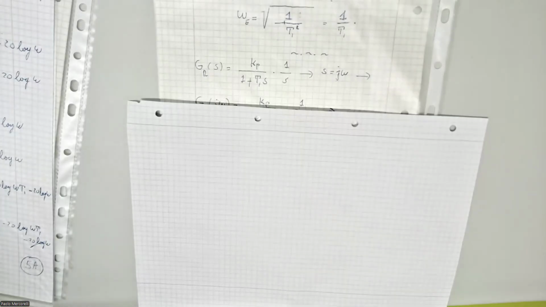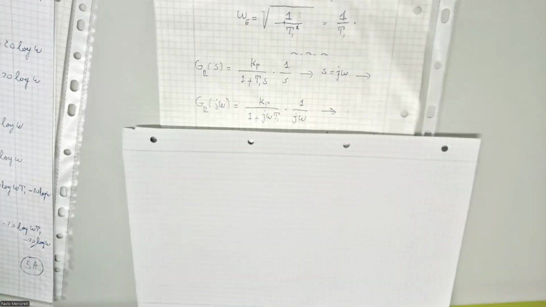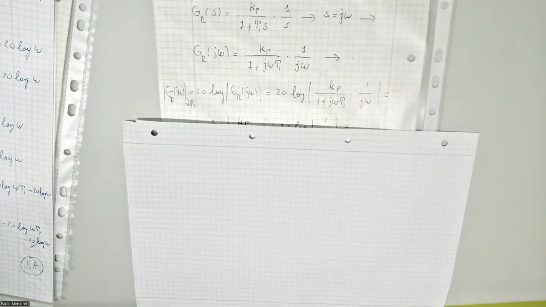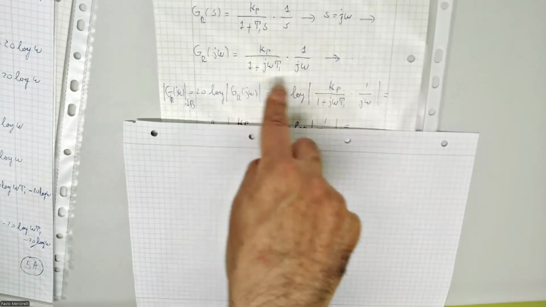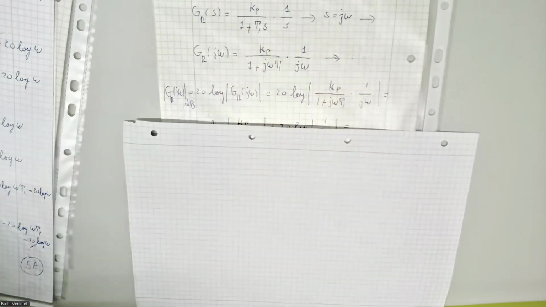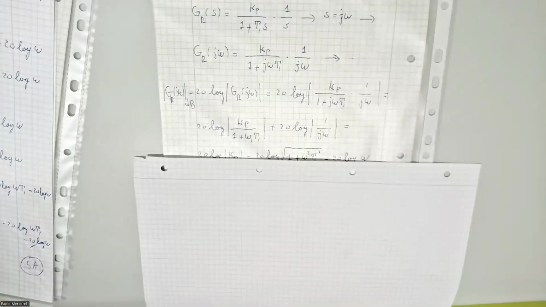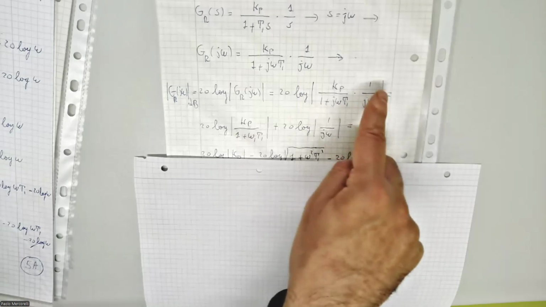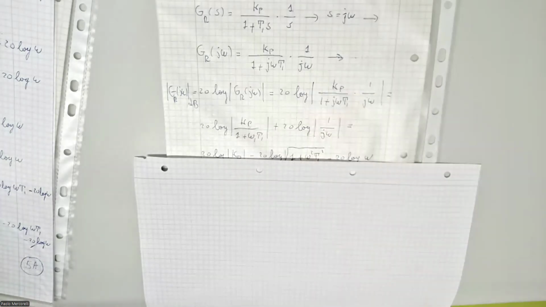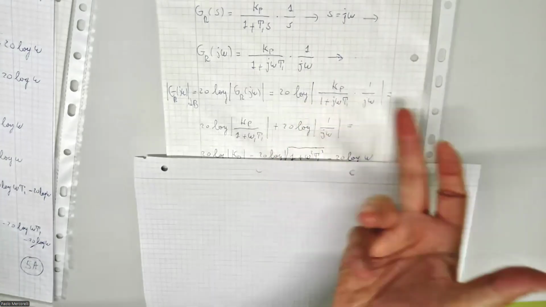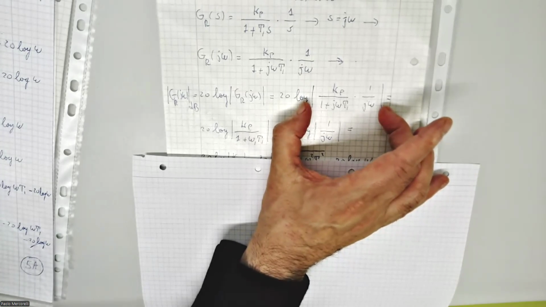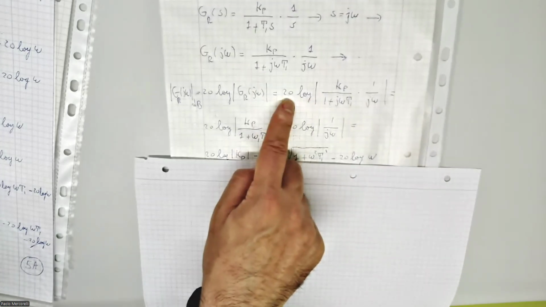Extremely important for us: S again j omega, steady state analysis. From here I will obtain this. Now, decibel: 20 log of this expression. Then I can use the property of the logarithm: 20 log of this expression plus 20 log of this expression, in terms of amplitude. I can split. I didn't write anything, but 20 log of the product of two elements I can split before writing.